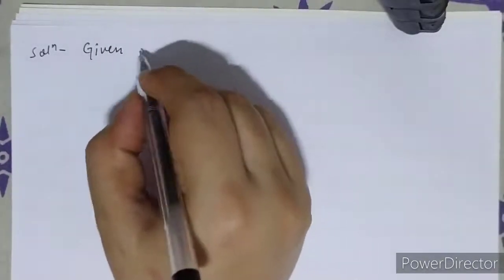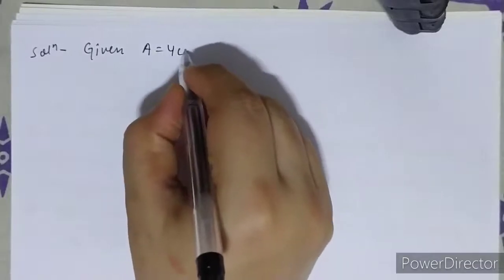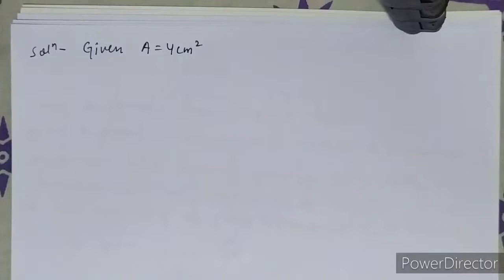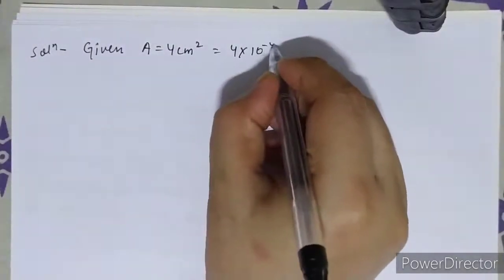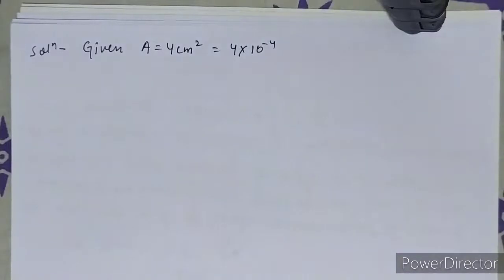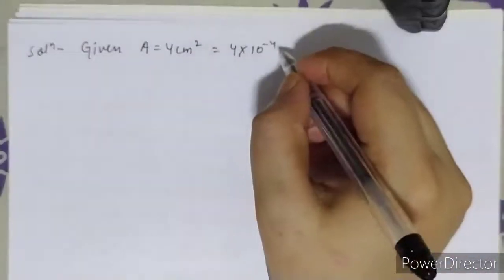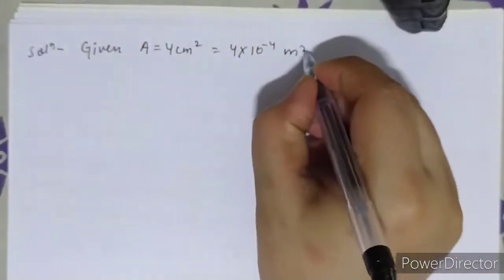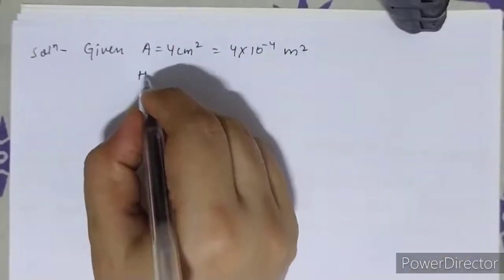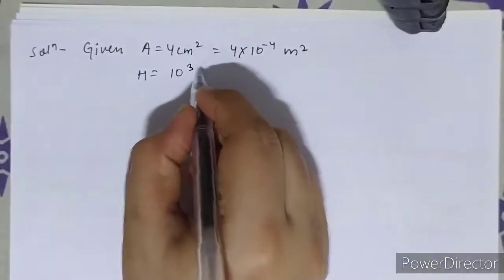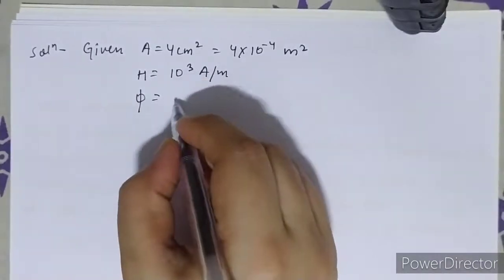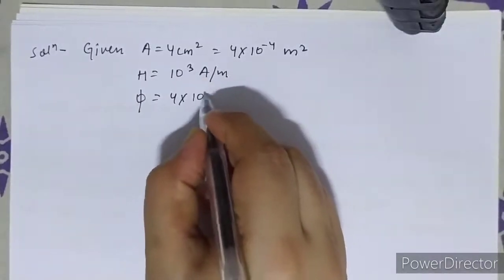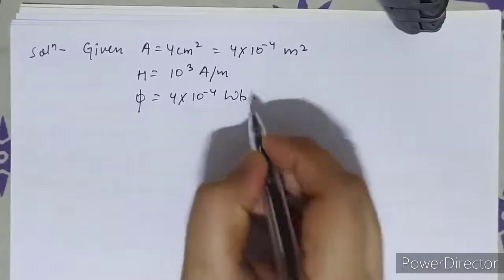The area is 4 centimeter square. First of all we have to convert this area into meter square. So 4 into 10 to the power minus 4, that is 10 to the power minus 2 whole square, into 4, is 4 into 10 to the power minus 4 meter square. Magnetizing field is 10 to the power 3 ampere per meter. Magnetic flux is 4 into 10 to the power minus 4 Weber.